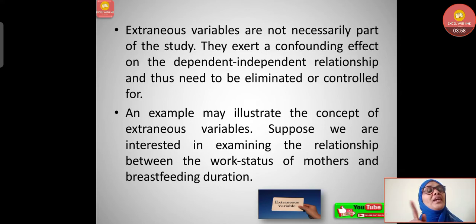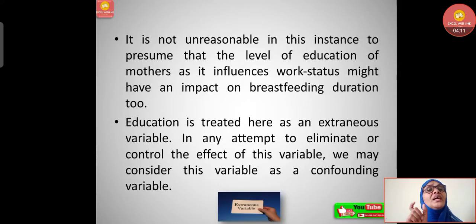An example may illustrate the concept of extraneous variables. Suppose we are interested in examining the relationship between the work status of mothers and breastfeeding duration. It is not unreasonable in this instance to presume that the level of education of mothers, as it influences work status, might have an impact on breastfeeding duration too. So, education is treated here as an extraneous variable.